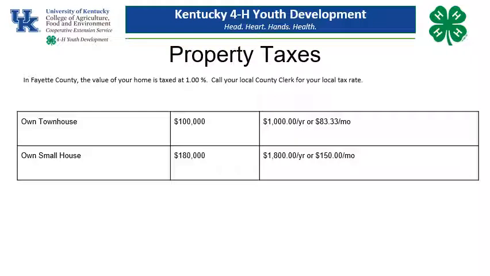Therefore, that would be $1,000 a year, or $83.33 a month. Now, based upon whether you decided to own the townhouse or the small house only, subtract the amount for the property taxes per month from your checkbook register now.